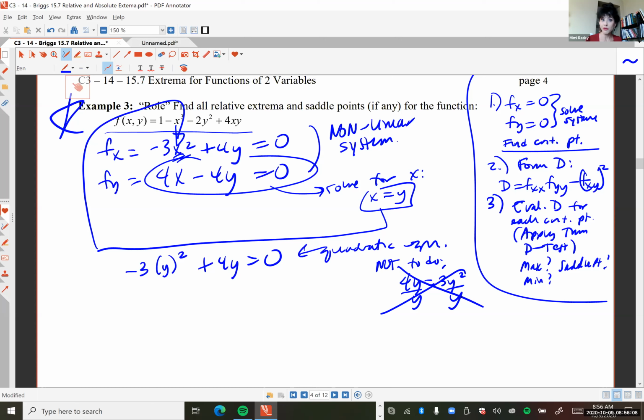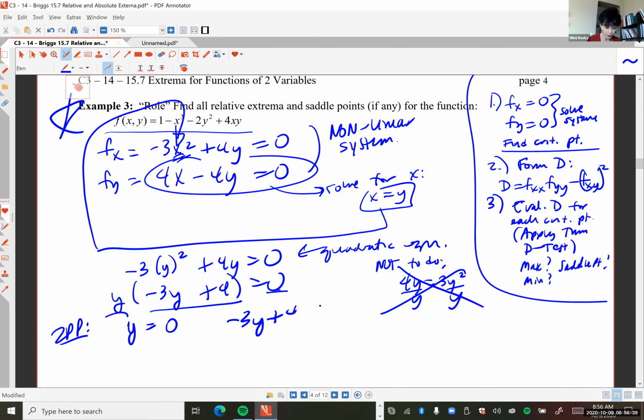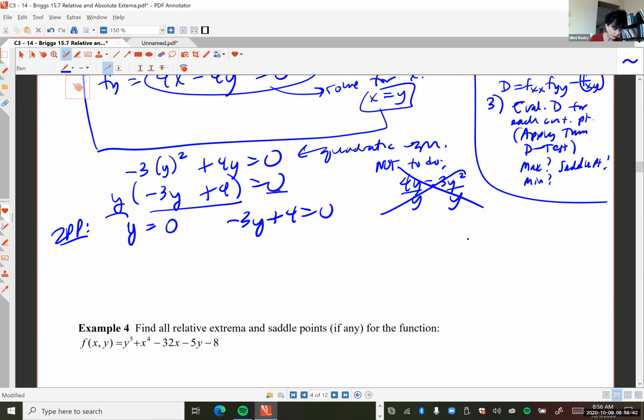You could use the quadratic formula, because this is a quadratic equation, but that would be overkill, because you don't need to do that. Instead, factor out a common factor, and then after factoring, apply the ZPP, the zero product property, and it's very easy to solve. The ZPP says if something times something is equal to 0, then each of those factors can individually be set to 0. So y is equal to 0, that's one of the solutions.